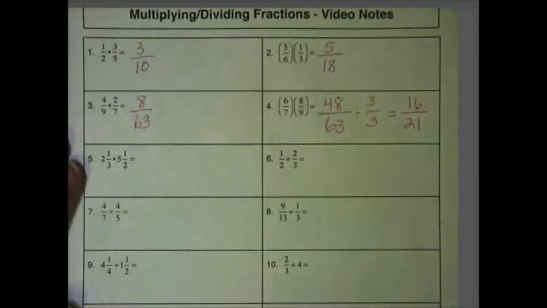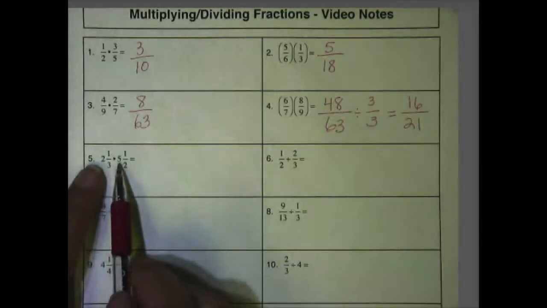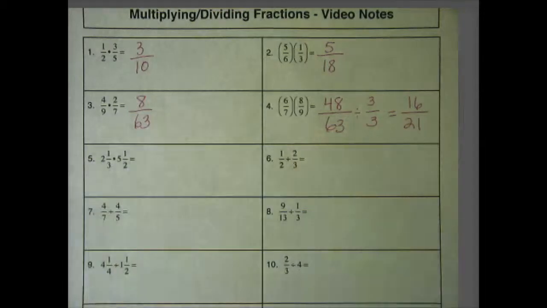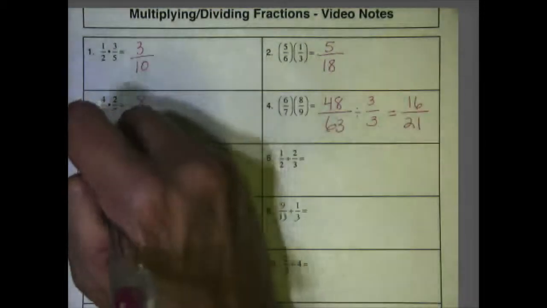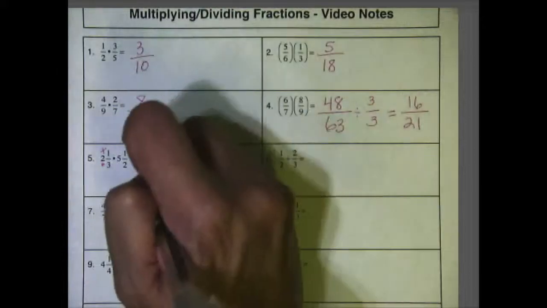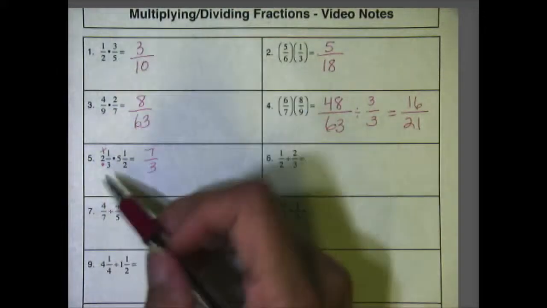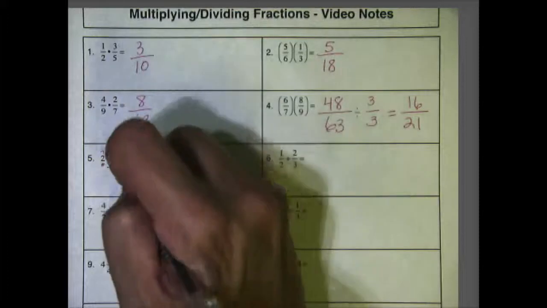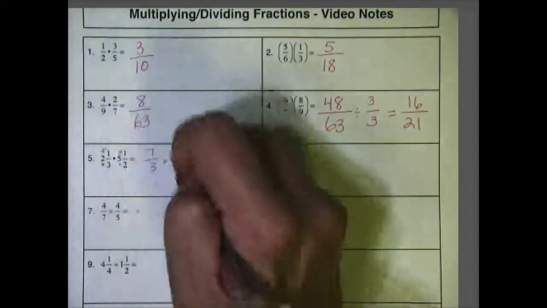Let's take a look at number 5. Now we have mixed numerals. When we multiply, we can't just multiply the whole numbers and multiply the fractions. We have to actually change them to improper fractions. So remember to do that. 3 times 2 plus 1 is 7 over 3. So 3 times 2 is 6 plus 1 is 7. Denominator stays the same. 2 times 5 is 10 plus 1 is 11.